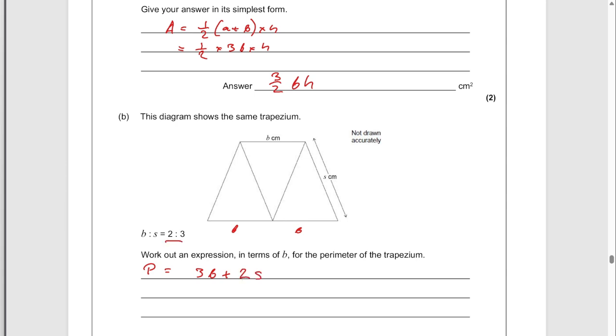And then we've got b to s, 2 to 3. So that means that 1b would be equal to 1.5s. So 2b would be equal to 3s. Sorry, 2s. So that means that s is 1.5b. So that's going to be 3b plus 1 times 2 times 1.5 is going to be 3b. So that's going to be 6b. So my expression is going to be 6b.